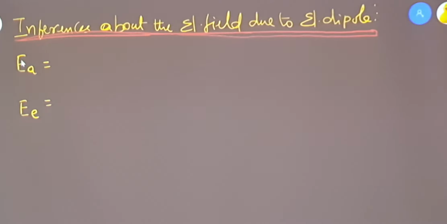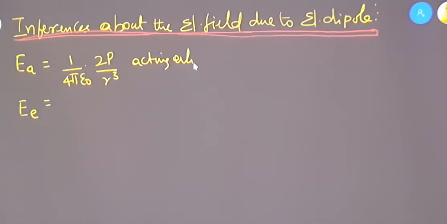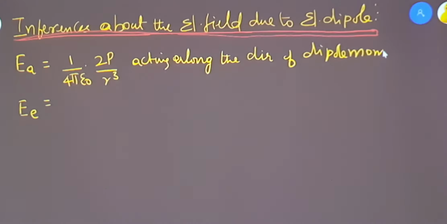What is the formula for electrical field at a point along the axial line? 1 divided by 4 pi epsilon 0, 2p divided by r cube, acting along the direction of dipole moment.